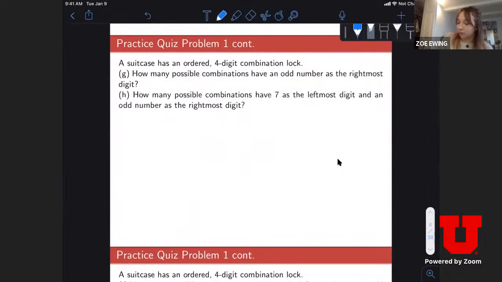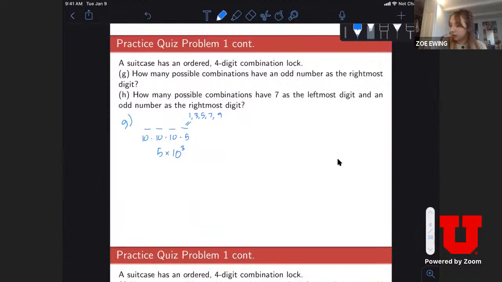Still on the suitcase problem, now we're asking how many possible combinations have an odd number as the rightmost digit. So we have 4 blanks, and this digit has to be either 1, 3, 5, 7, or 9. So in this case, we're going to have still 10 options for each of these blanks, but now we only have 5 options here. So we end up with 5 times 10 to the third.